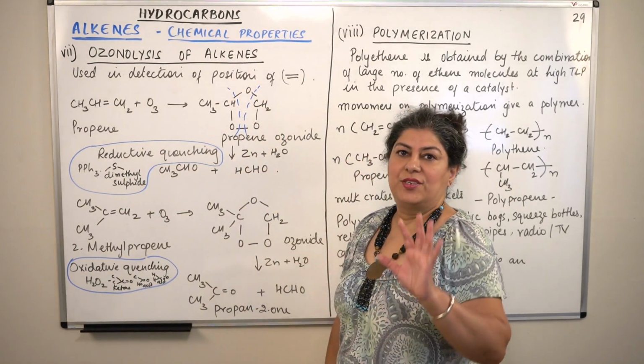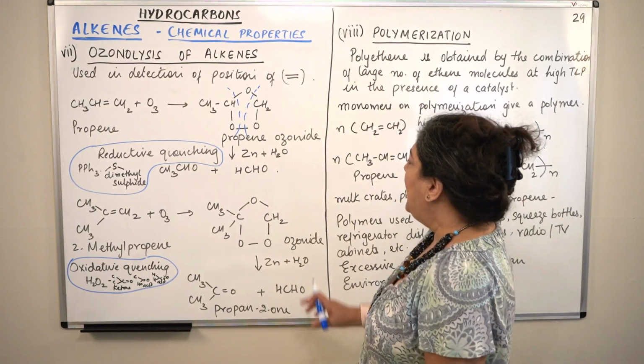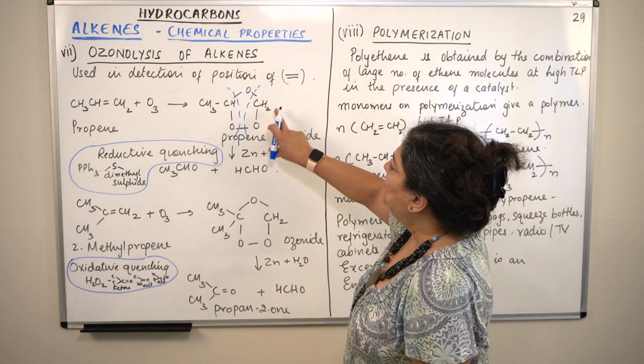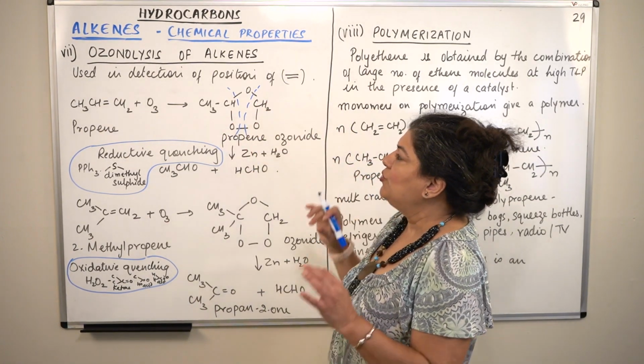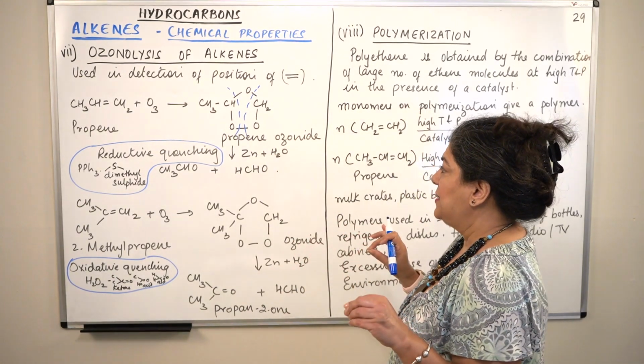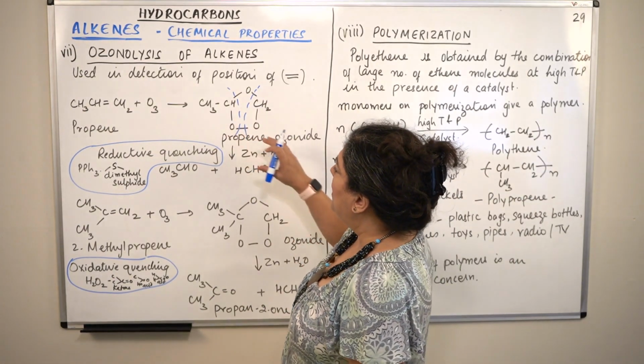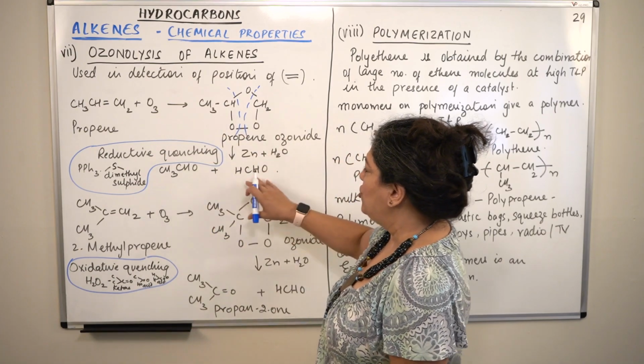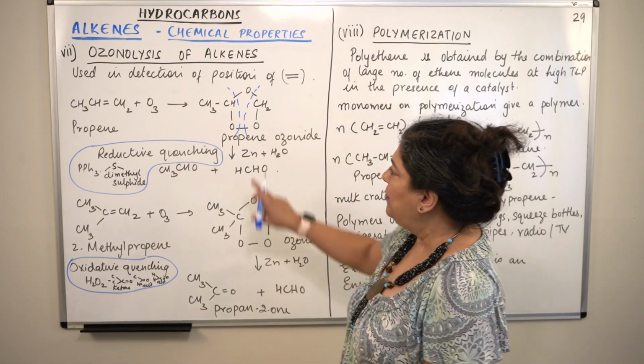This oxygen in the center is left out, and the two oxygens which are attached to the two carbons are present. So when this molecule breaks, it results in the formation of these two products. What will the two products be?